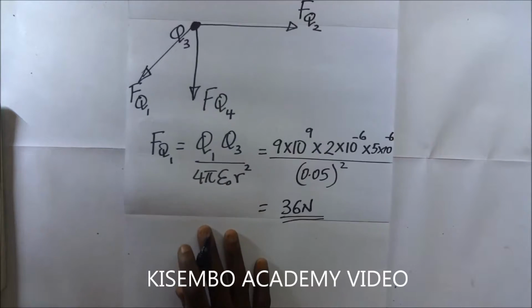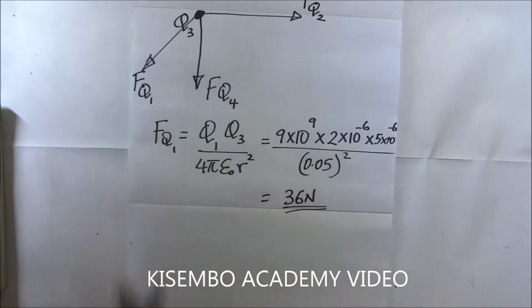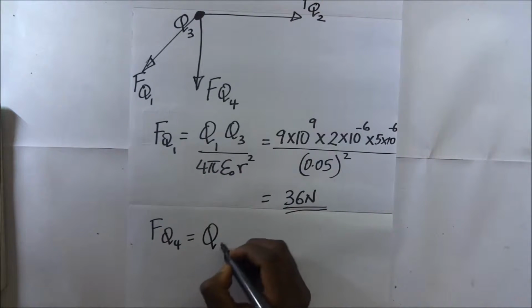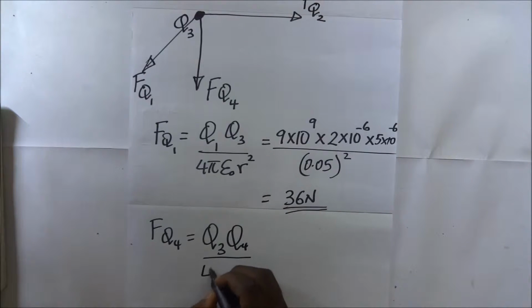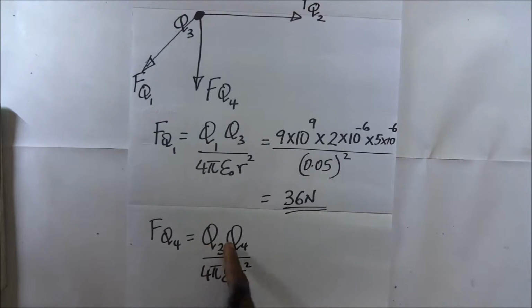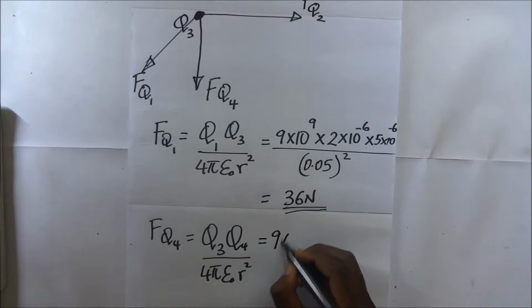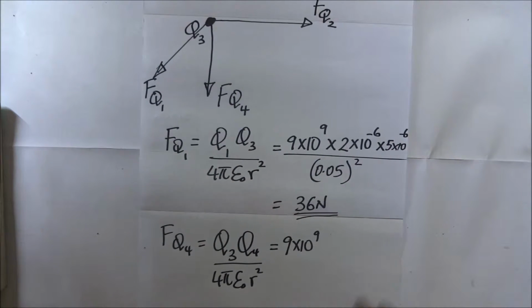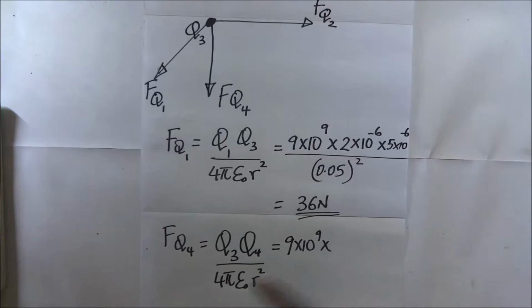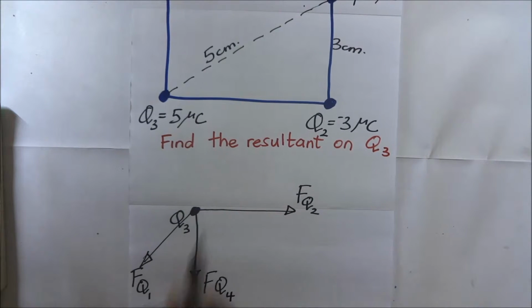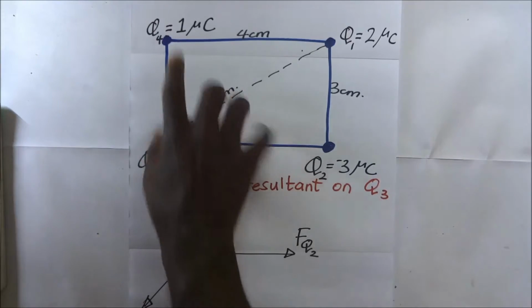So we find the force acting on Q3 due to Q4. FQ4 is simply going to be equal to Q3 Q4 over 4 pi epsilon naught r squared, where r is the distance between the two charges. That is simply going to become 9 times 10 to the power 9. We said 9 times 10 to the power 9, according to experimental observations, is equivalent to 1 over 4 pi epsilon naught. Multiply that by Q3. You know that Q3 is 5 microcoulombs and Q4 is 1 microcoulomb.